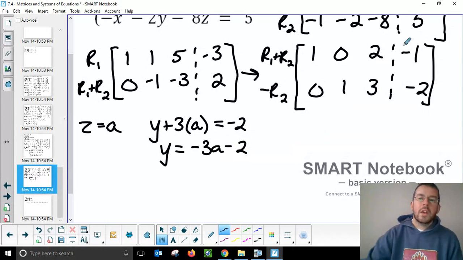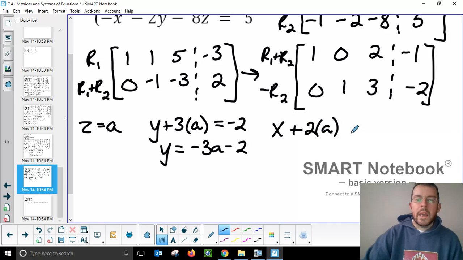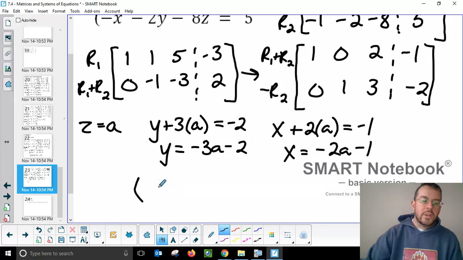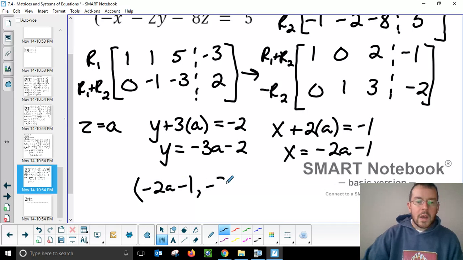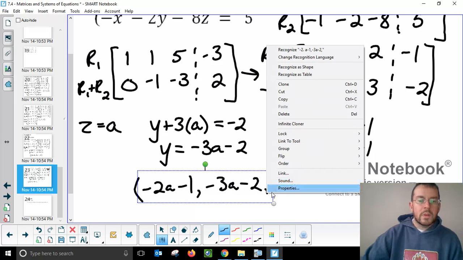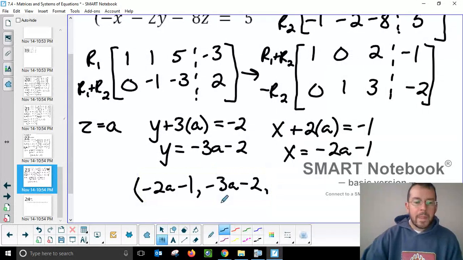All right, do the same thing up here. So I'm going to get x plus 0y, so that gets rid of that, plus 2z, which is a, is equal to -1. So of course this is just plus 2a, so I can subtract 2a from both sides. All right, so the general form of my solution, of my infinite solutions here, will be -2a minus 1, comma, -3a minus 2, comma, a.